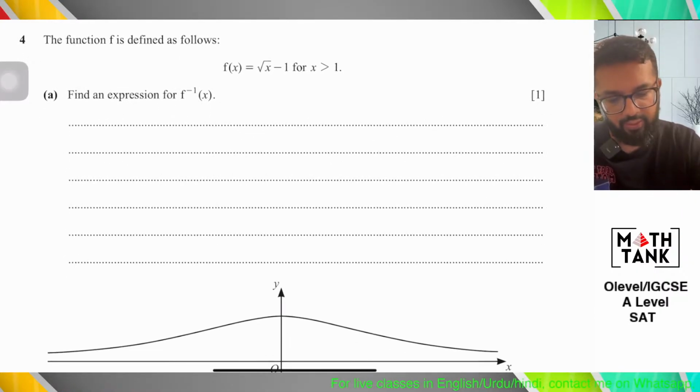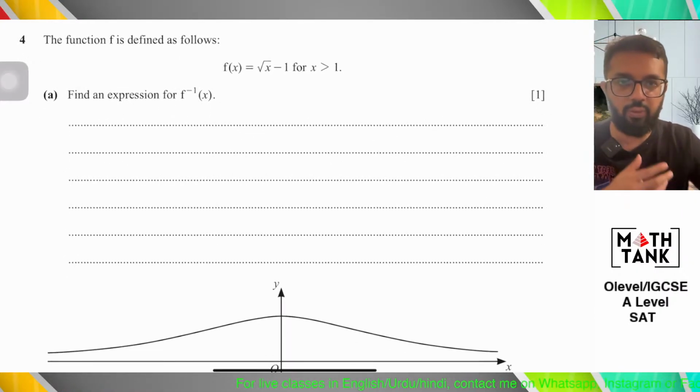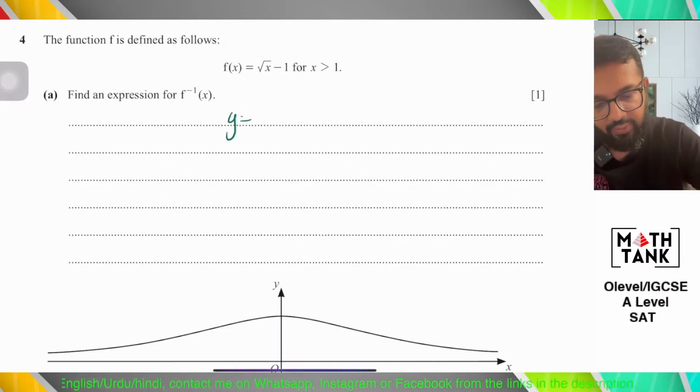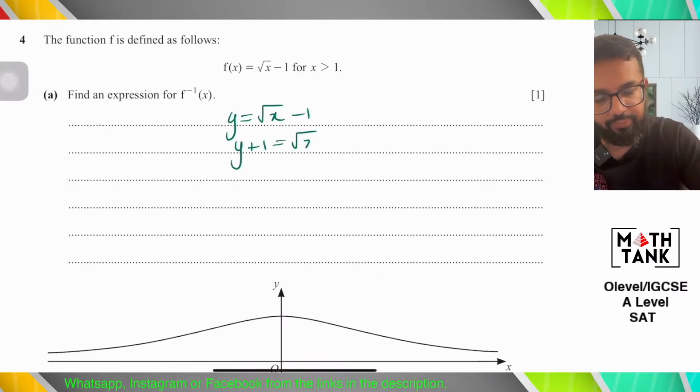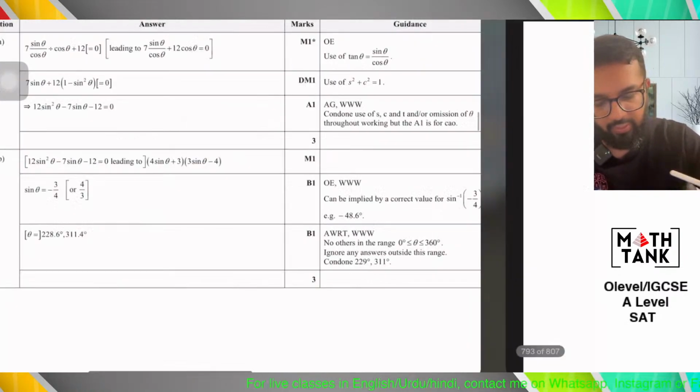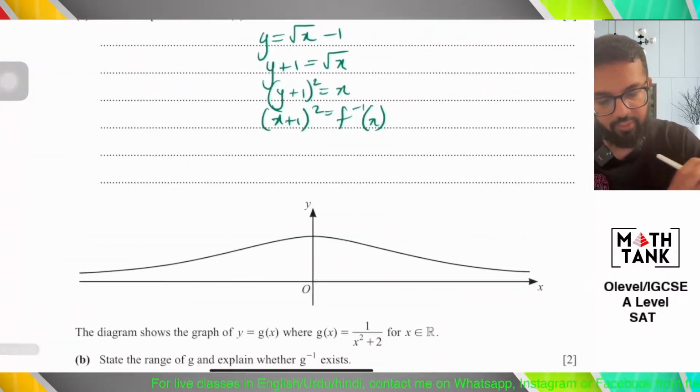Question number 4 says the function f is defined as follows. f of x equals root of x minus 1 for x greater than 1. Find f inverse. That's simple. So f inverse of x equals x plus 1 whole squared. That should be correct.